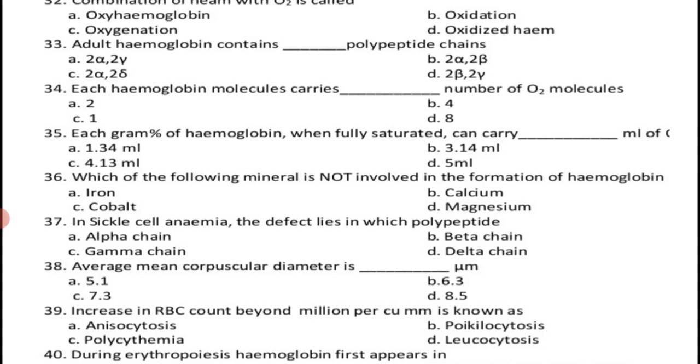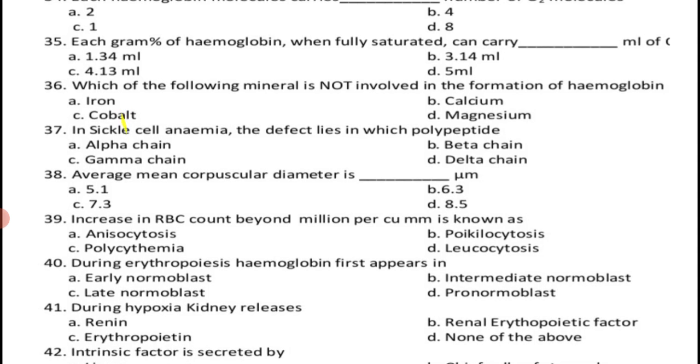Then question number 38. Average mean corpuscular diameter is dash dash micrometer. Option C, that is 7.3 micrometer. Average mean corpuscular diameter is 7.3 micrometer.